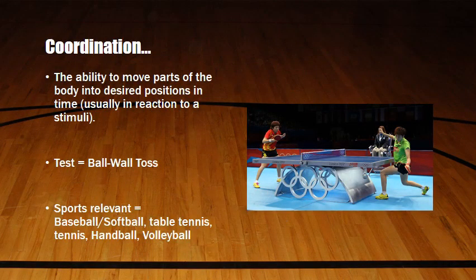Coordination is often tied up with reaction time. It's how fast you can move your body into a desired position in a certain time. So you can see our table tennis players here. At an elite level, it's very fast. They need to be able to switch direction and get to the ball and hit the ball back over the net all very quickly. We're going to be testing our fitness in regards to coordination using the alternate ball wall toss.